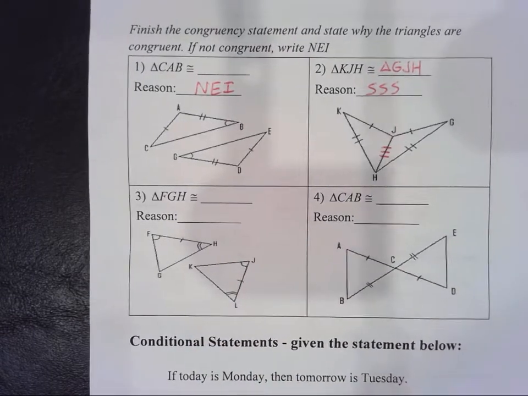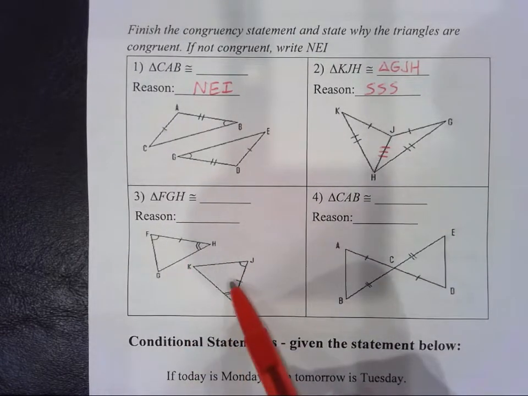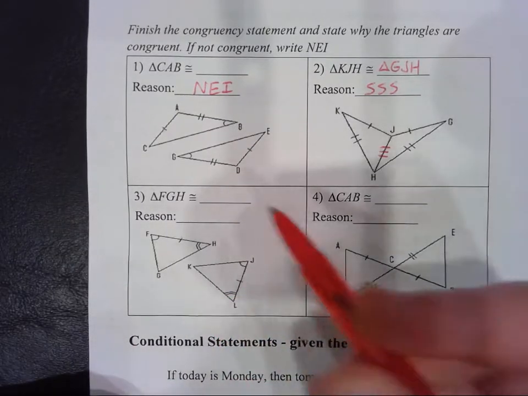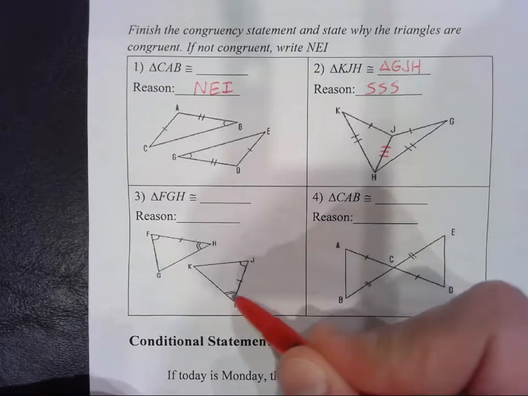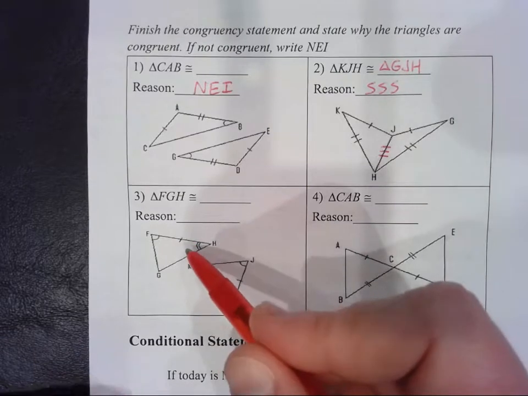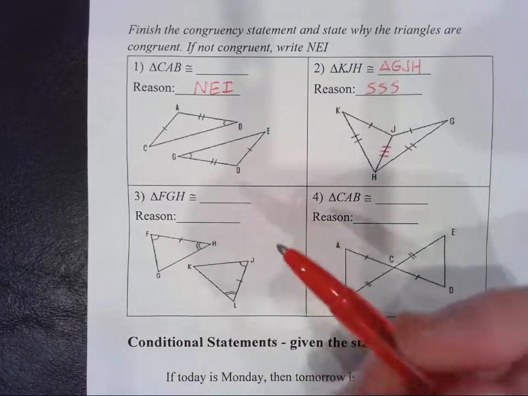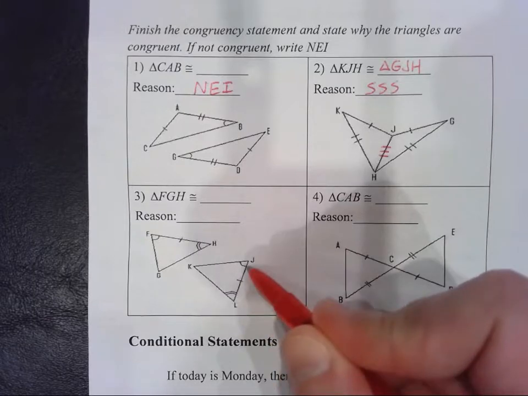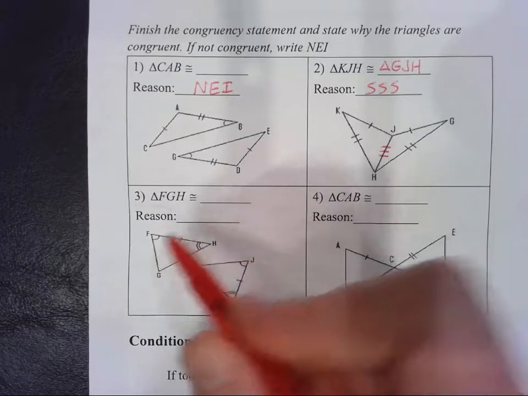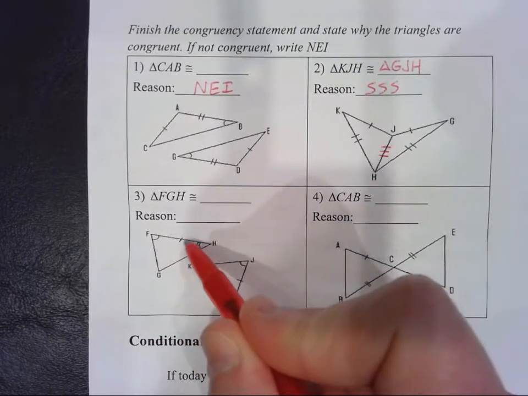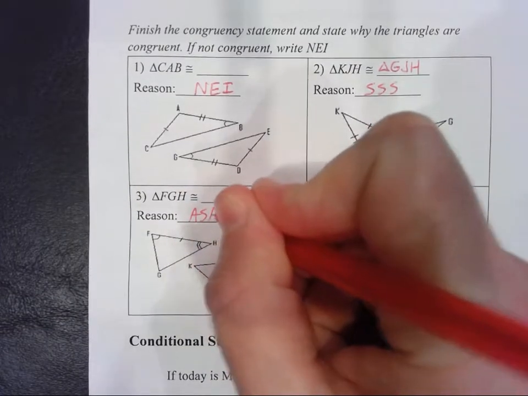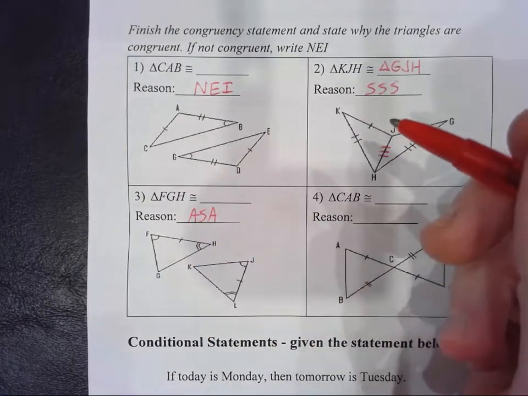In the third one, the triangles don't touch, so there's no additional information. I see that they each have 2 angles and a side, 2 angles and a side. So it's either angle side angle or angle angle side. If the side is connecting the 2 angles together, it's between those 2 angles, therefore the side is in between the 2 angles, it is the included side. So angle side angle is our reason.